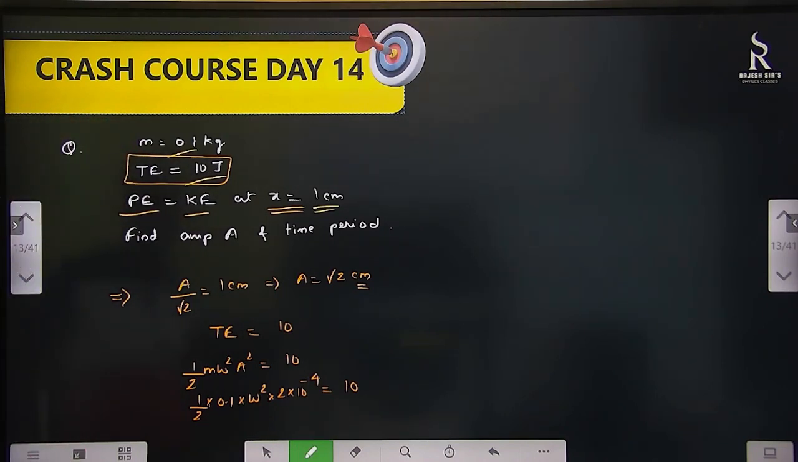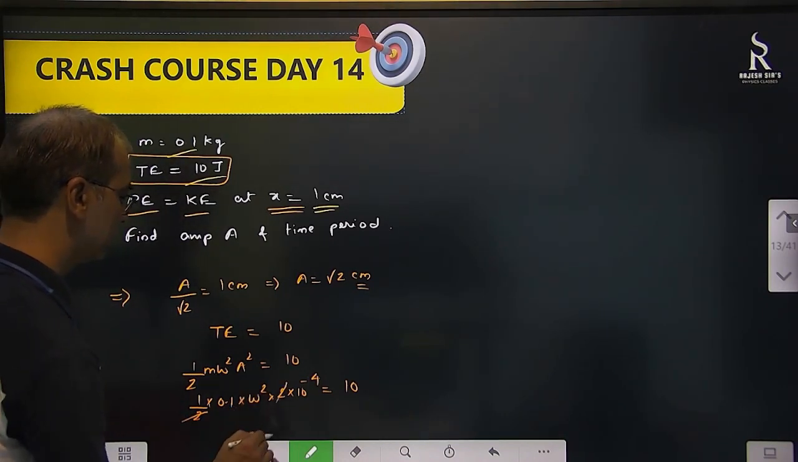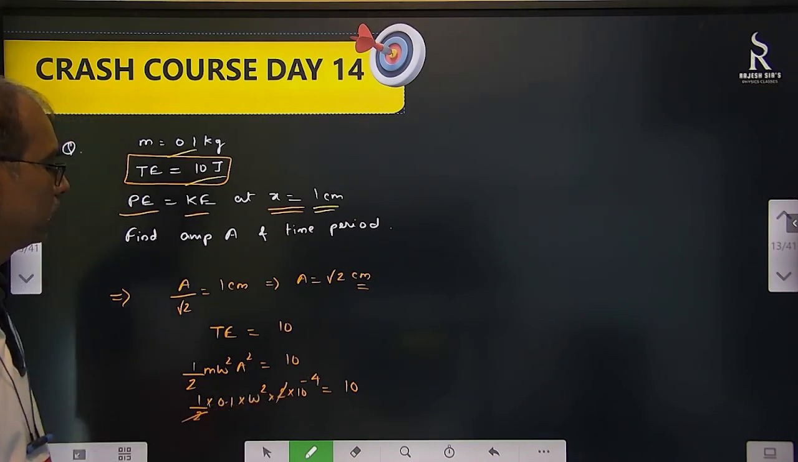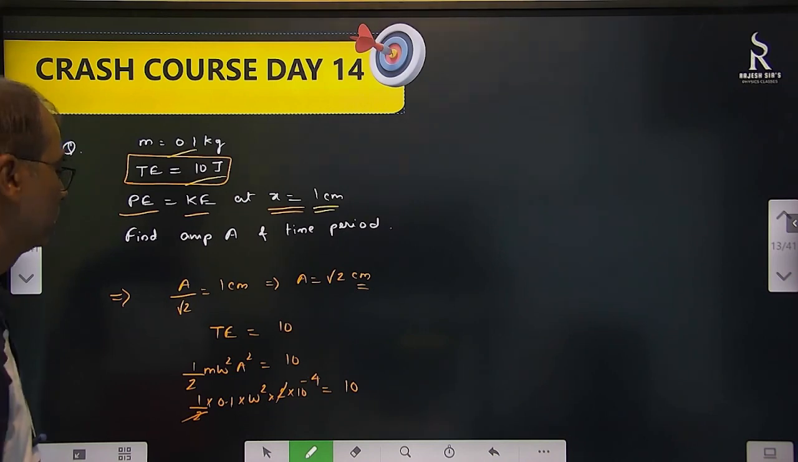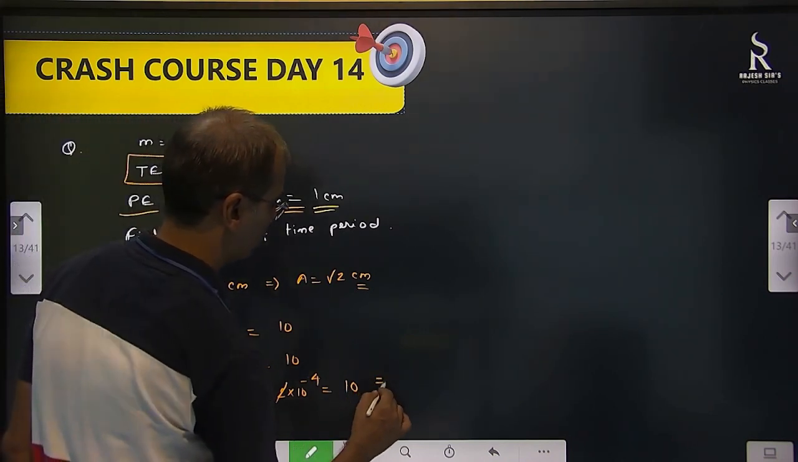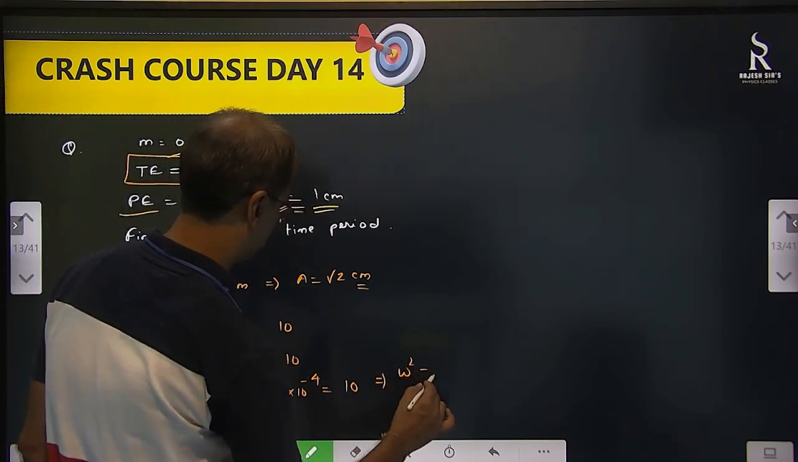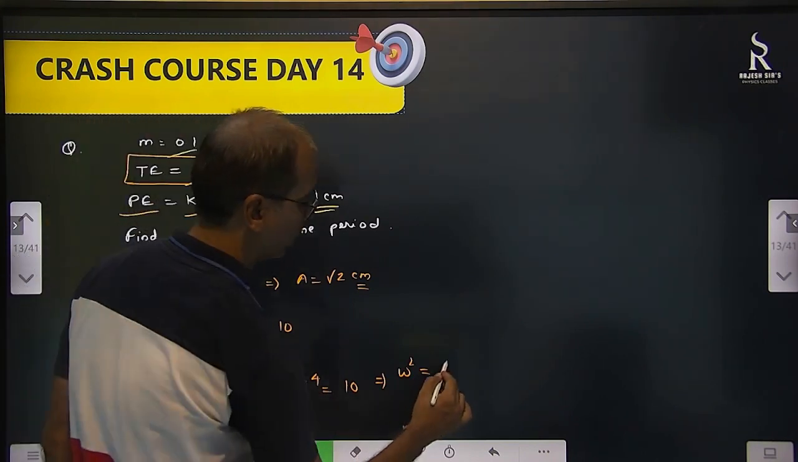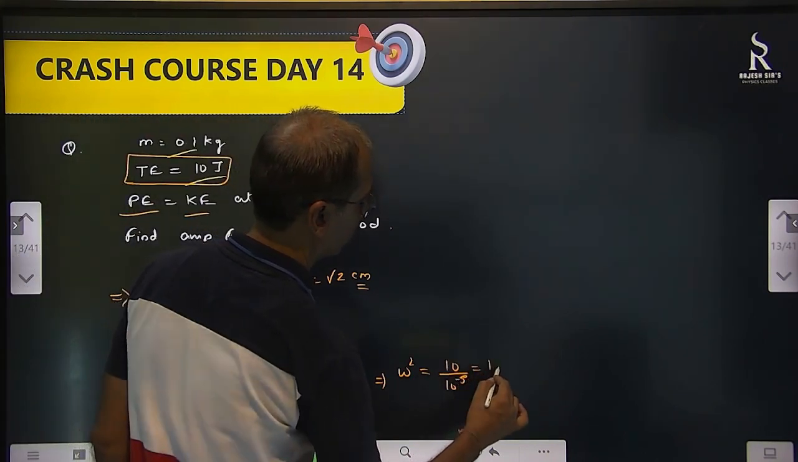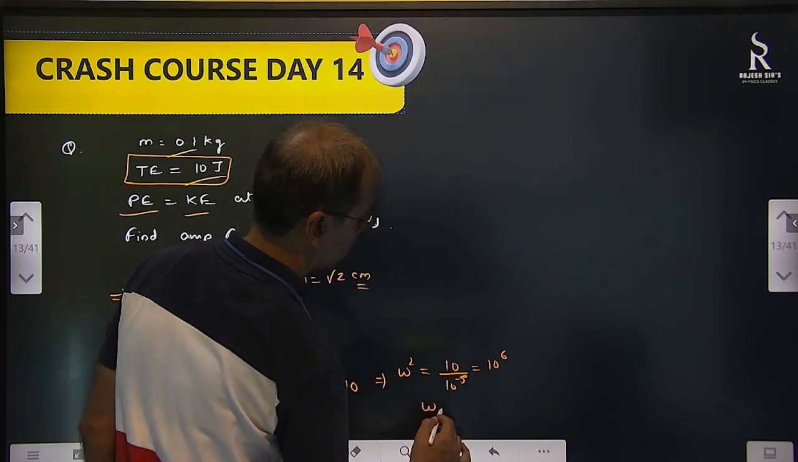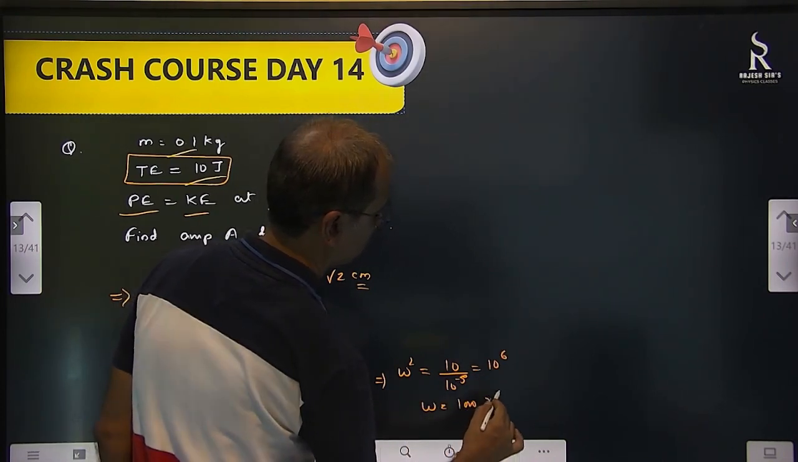Okay, fine. This 2 and 2 get cancelled here. 0.1 into 10 to the power minus 4, that means 10 to the power minus 5. Omega square is equal to 10 by 10 to the power minus 5, that is 10 to the power 6. So omega is going to come 1000 radian per second.